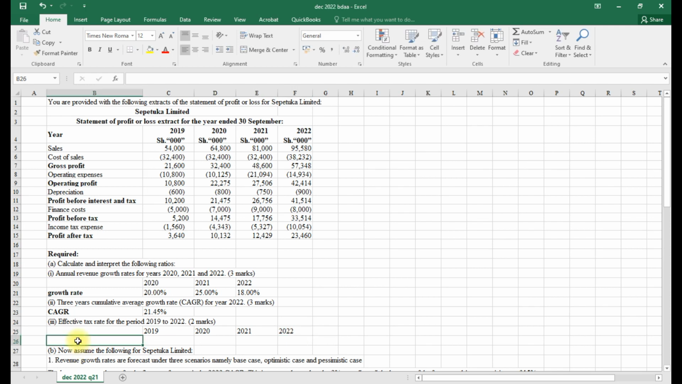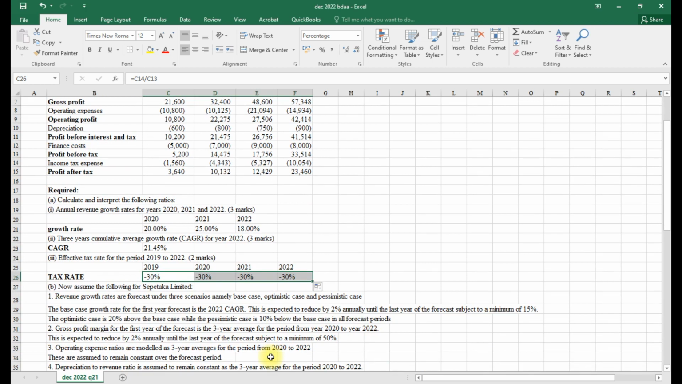And our effective tax rate, control bold. Remember, the tax rate is normally calculated as a percentage, so income tax expense as a percentage of profit before tax. So you shall take this and you divide by this, that way, and change it into percentage and drag that, and find that the effective tax rate is 30% all through. So the tax rate was 30% all through.